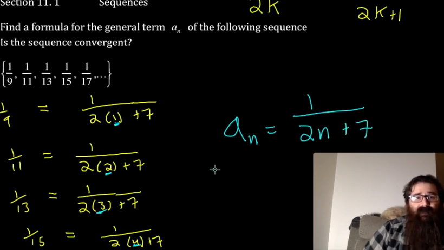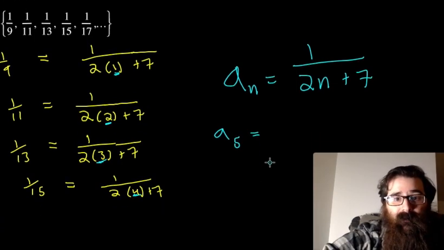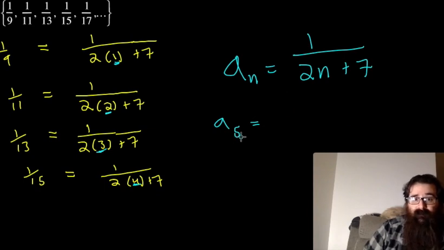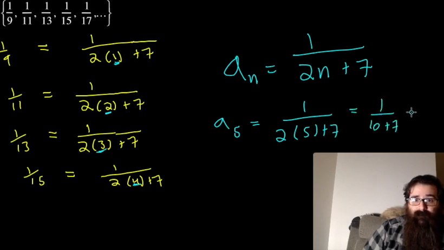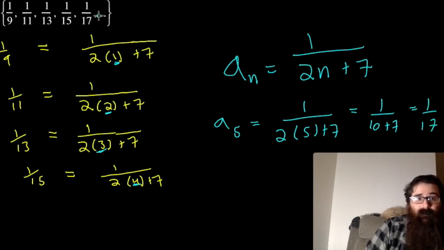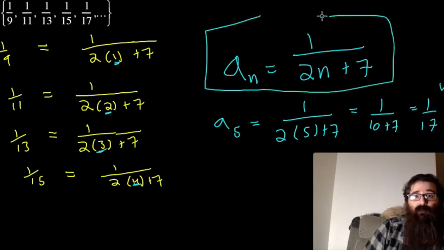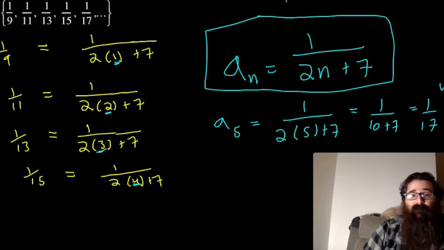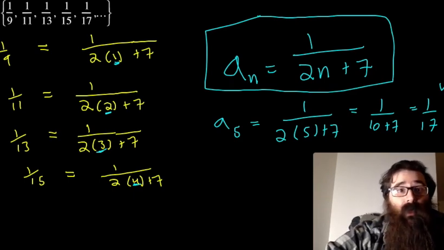And as soon as I get this, I can check, because here we went first, second, third, fourth term. I didn't look at this fifth term, though. So what would a sub 5 be with this closed form that I've generated? Well, I would plug in 5 for n. I would say 1 over 2 times 5 plus 7, or 1 over 10 plus 7, which gives me 1/17. And that's what a sub 5 should be, 1/17. So it does check out perfectly. So here I have this general form for a sub n. For any of these terms, it's just going to be 1 over 2n plus 7.